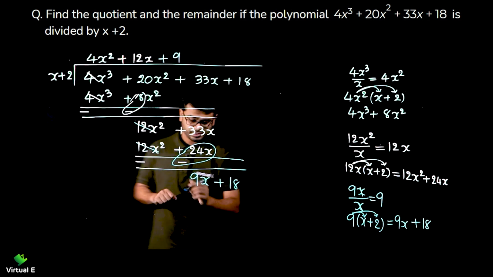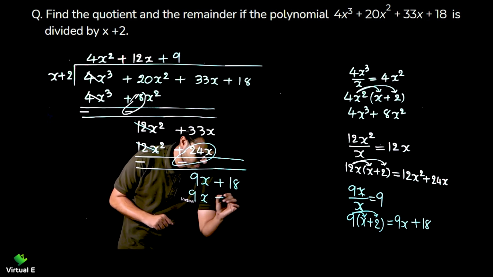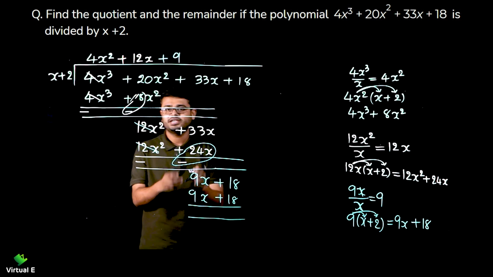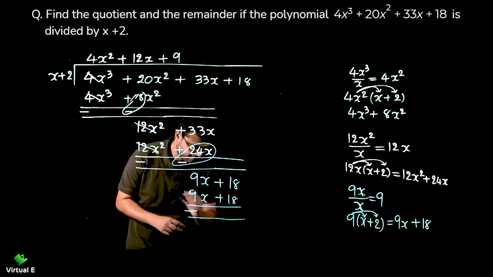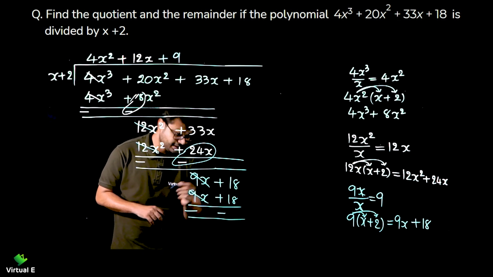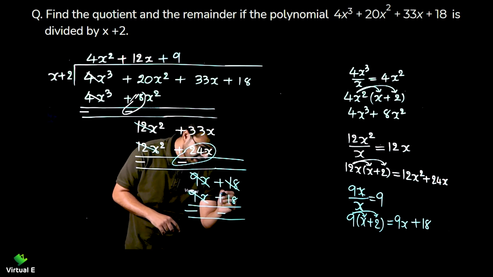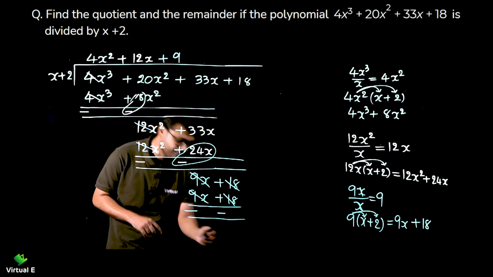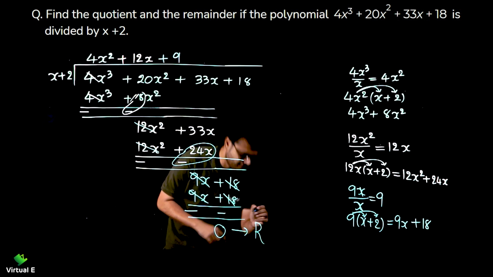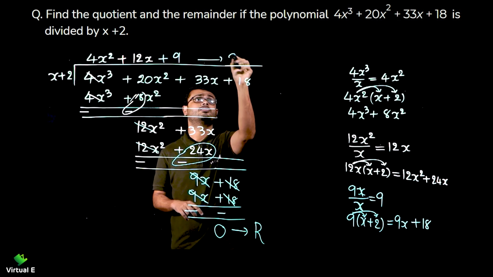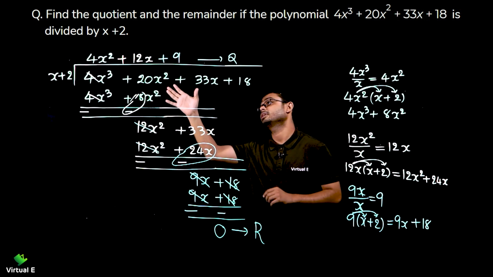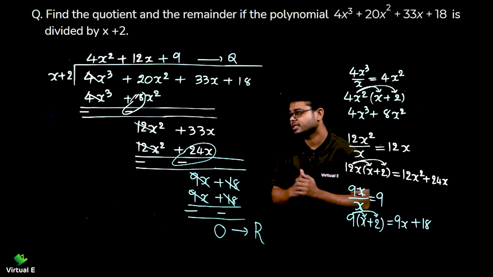So let's write over here. So 9x plus 18, and let's change the sign. 9x no sign, so positive, it will become negative. Positive 18 will become negative. Plus 9x minus 9x, plus 18 and minus 18. Remember, this is the negative. So what's the remainder? 0. This is your remainder, and this is your quotient. This is what we were supposed to find, right? Quotient, which is on the upper side, remainder, which is on the downside.